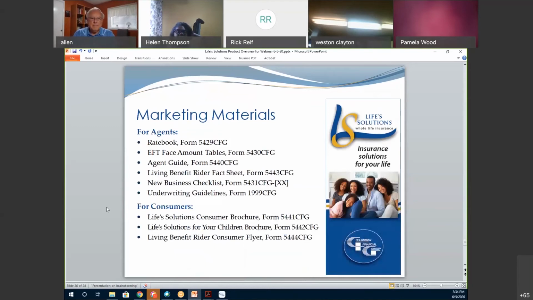So we've got a number of marketing materials. We've shown a little picture of one of our brochures here. We showed you one earlier about the child policy being reduced paid up. But this lists a number of things that you could take advantage of for yourself, and then 3 nice pieces for the consumers. You can get these through our website, or you can call sales support, and they'll be happy to help you with that. Next slide.